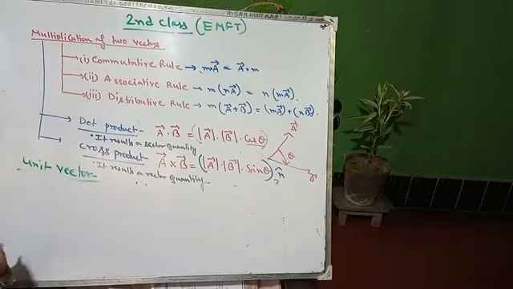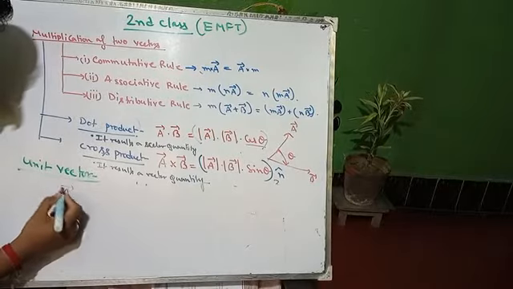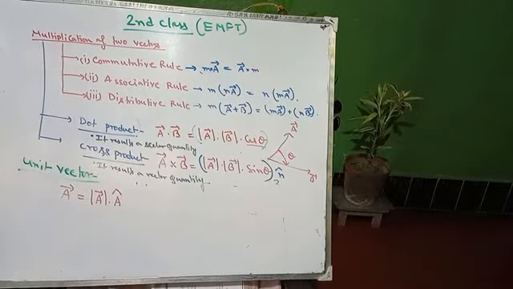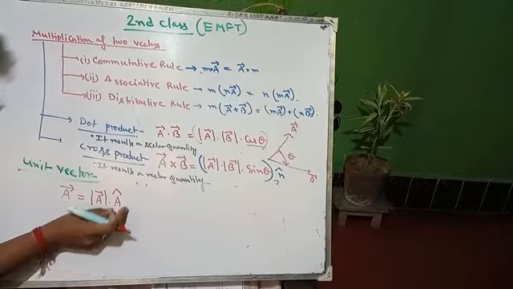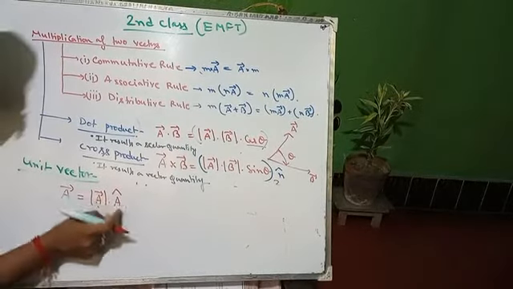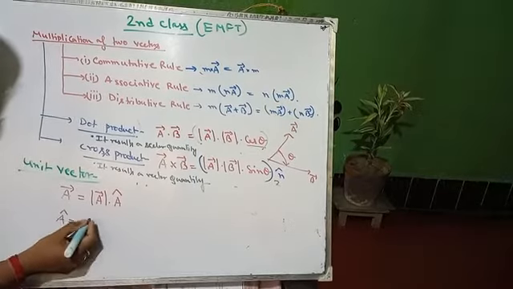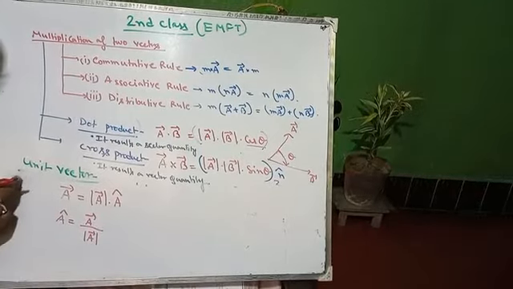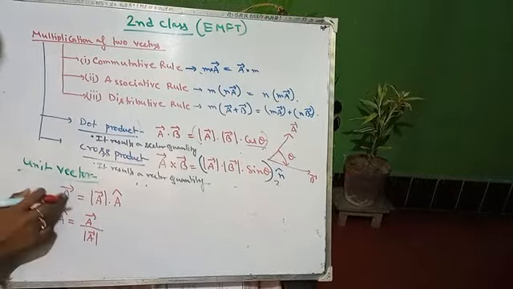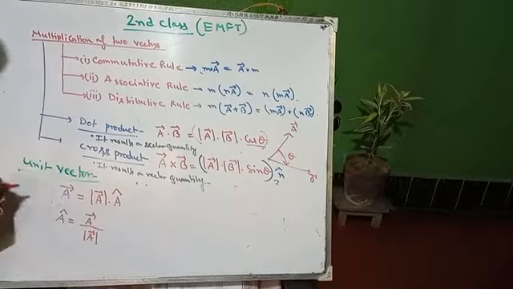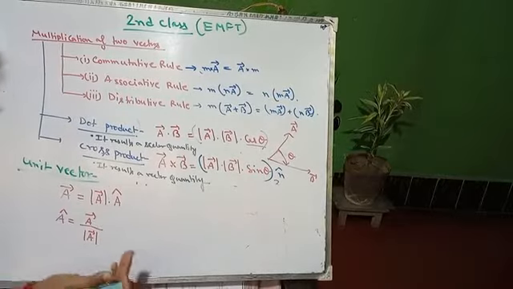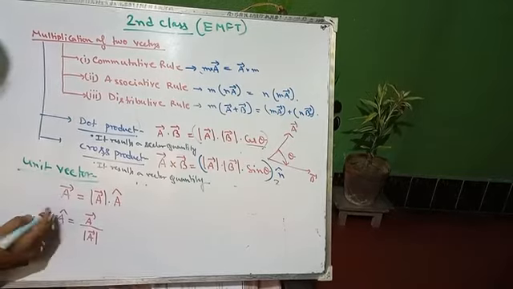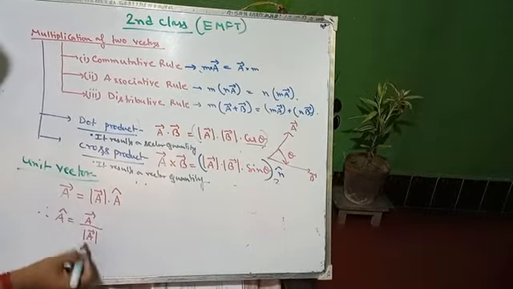Any vector, suppose I consider a vector A, can be represented by the modulus of A and the direction of A. This is the modulus of A, and this A cap means the direction of A. This is nothing but the unit vector. So A cap is defined as the A vector divided by the modulus of A vector, right? After writing the definition of the unit vector, write: let us consider A vector equals modulus of A into A cap. Therefore A cap equals vector A divided by modulus of A.